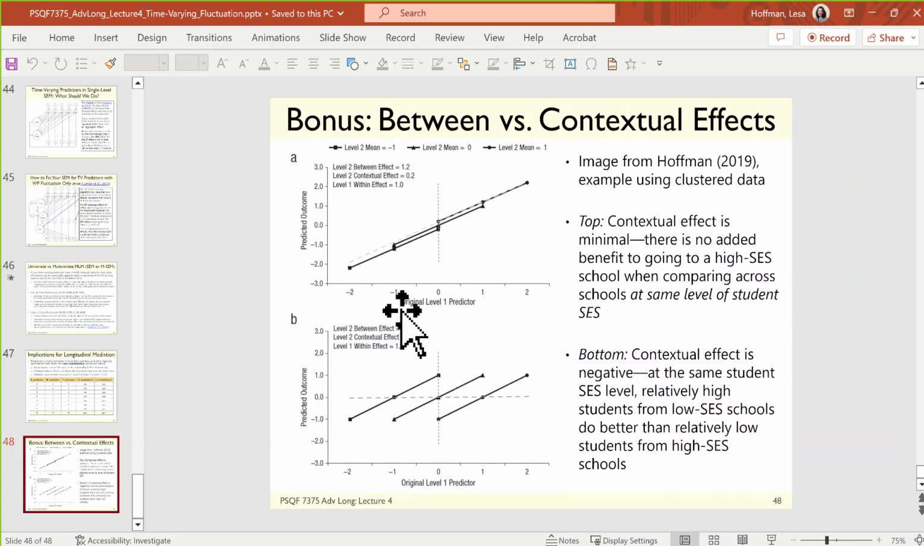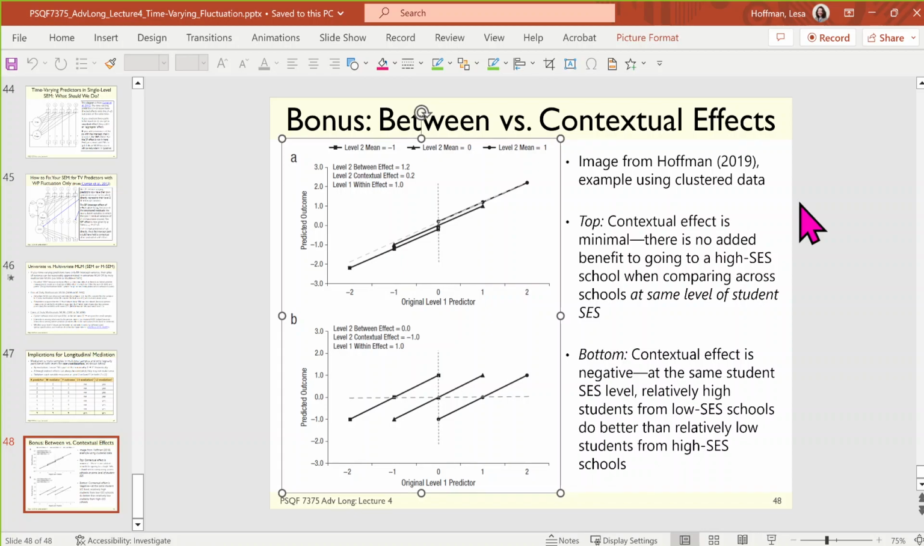is the last slide that I stuck in here. There it was, this picture on the top. That's what it would look like if I didn't need a contextual effect. Then all the lines kind of follow the same trajectory and there's not much vertical distance between different kinds of people. That rarely happens in longitudinal data. It could happen a little bit more often in clustered data, but still not likely.